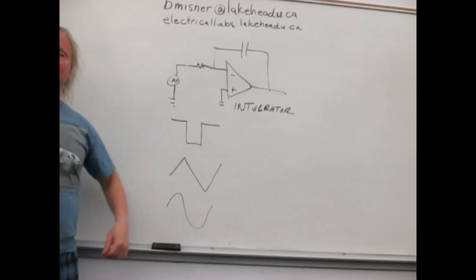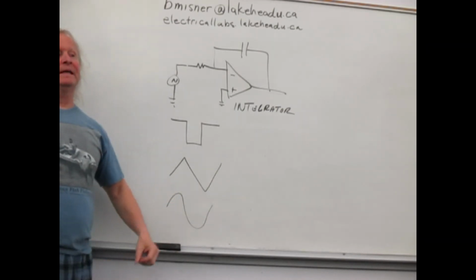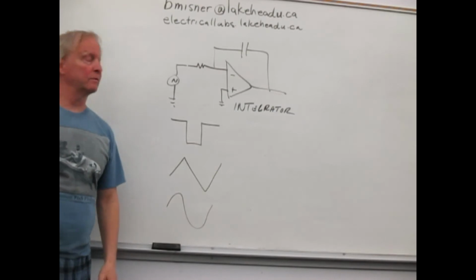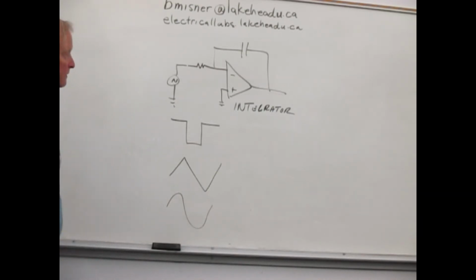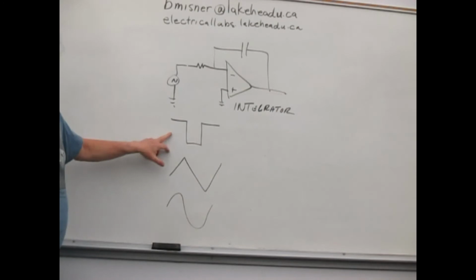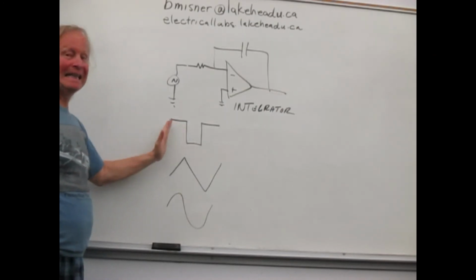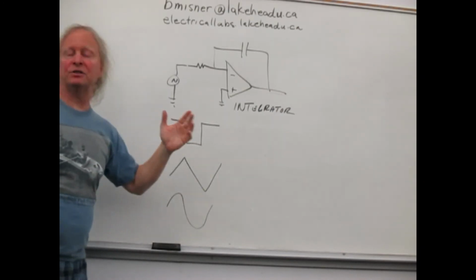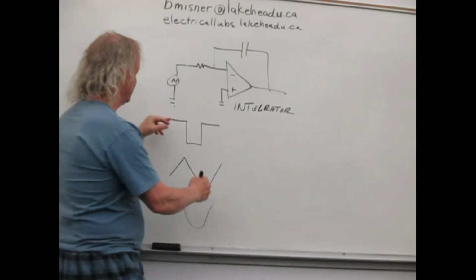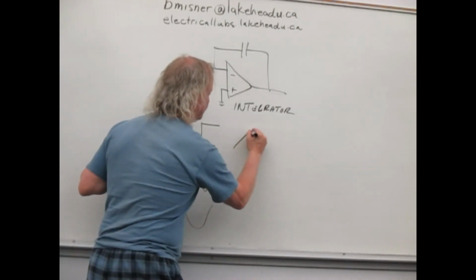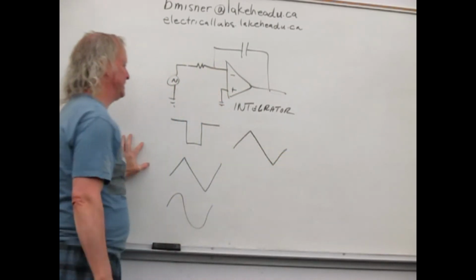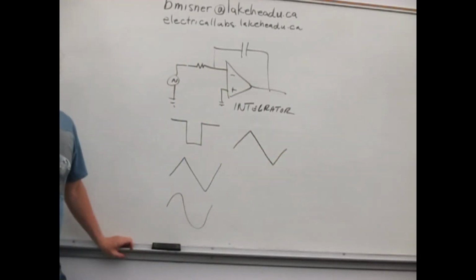Okay, so the integral is the area under the curve, right? And the area under the curve, in our case for the square wave, is increasing linearly along here. So that's y equals mx plus b. If this is a positive area, we get the positive. So what we end up doing is getting a triangular wave out. Now let's say it's outside of the frequency range that it works at.